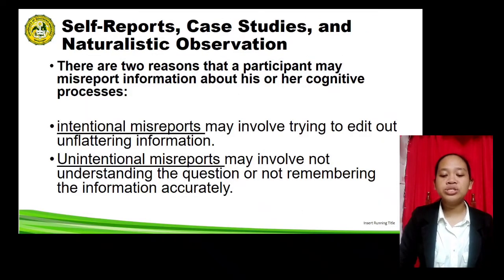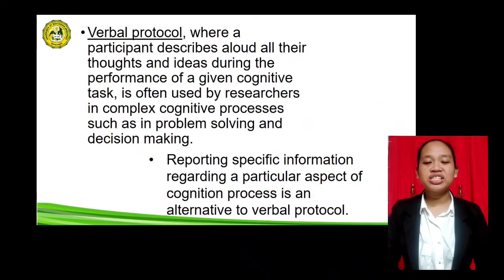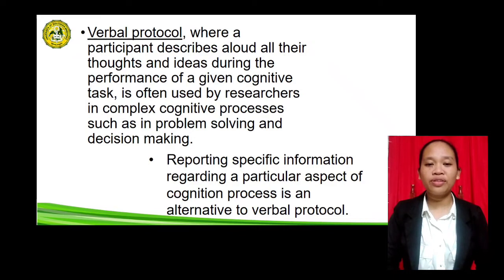So there are two reasons that a participant may misreport information about his or her cognitive processes. First is intentional misreports. It may involve trying to edit out unflattering information. Second, unintentional misreports. It may involve not understanding the question or not remembering the information accurately. Recollected information such as diaries, retrospective accounts, questionnaires, and surveys are less reliable than reports provided during the cognitive processing under investigation.